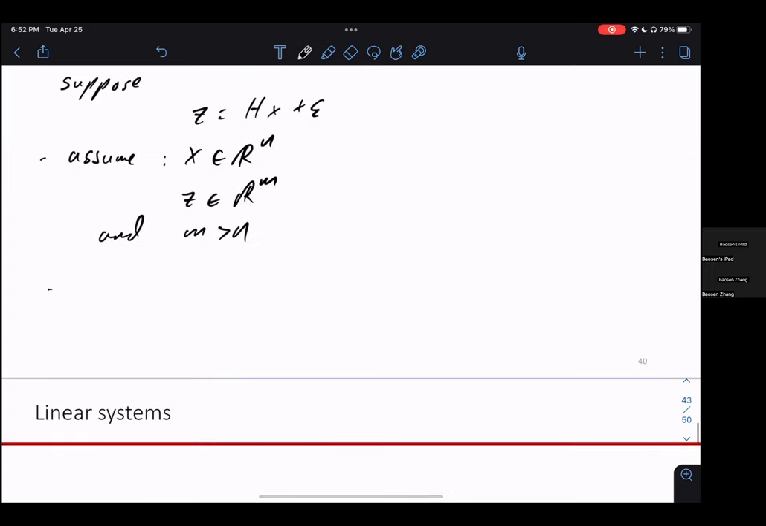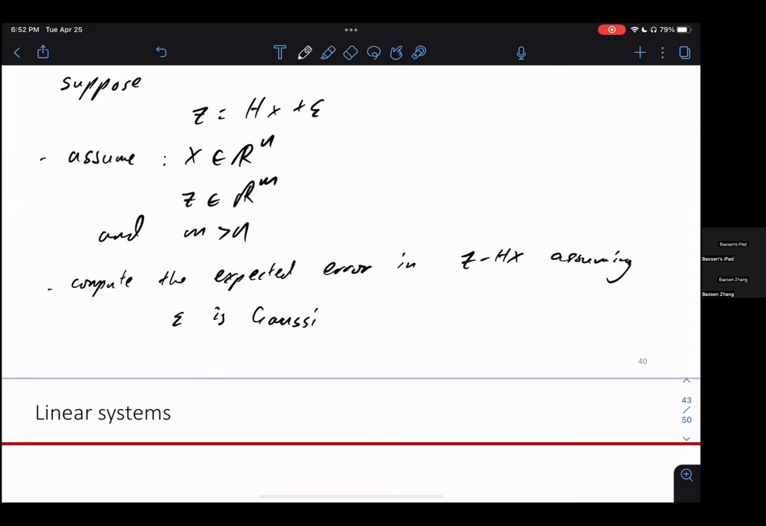Now we want to compute the expected error in z minus Hx, assuming it's Gaussian. We're going to assume you have some Gaussian error, some normally distributed error, and then how large does this thing get for you? So we're going to assume that.